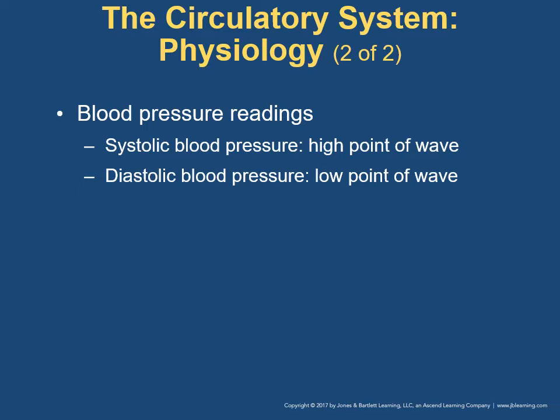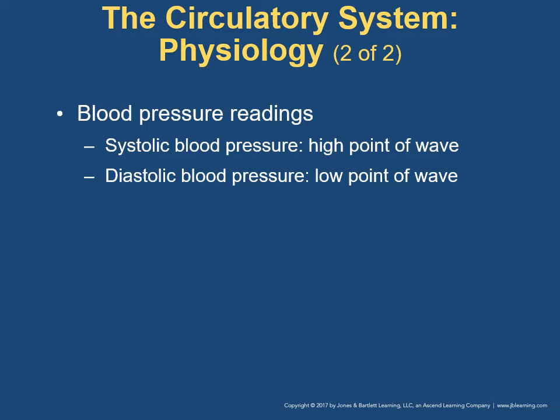Okay, so systolic blood pressure is the high point of the wave as the heart is contracting. The diastolic blood pressure is the low point of the wave as the heart is in the relaxation phase. So systolic is your top number, diastolic is your bottom number. This is expressed in millimeters of mercury, also noted as mmHg. The H is capital.